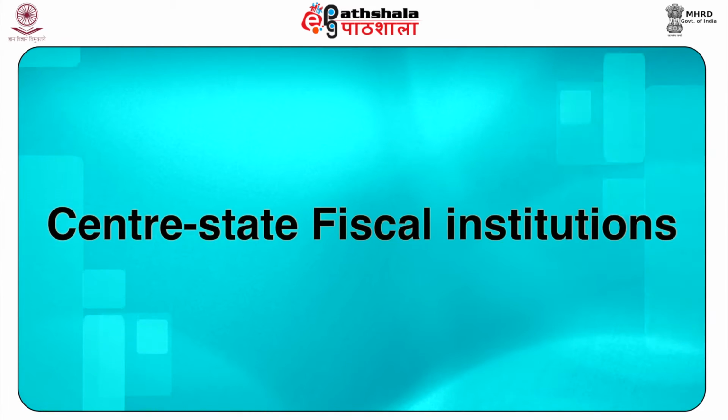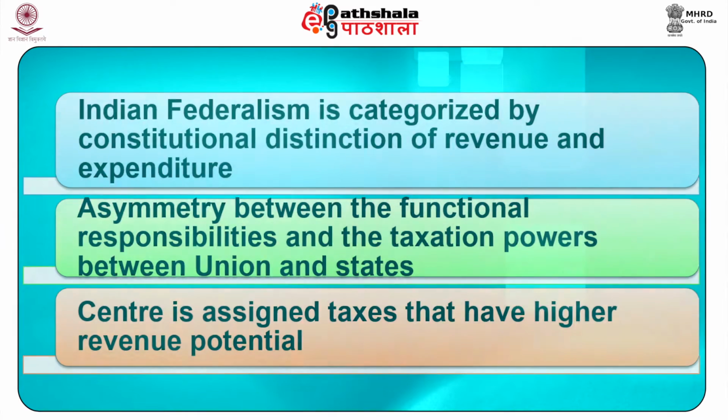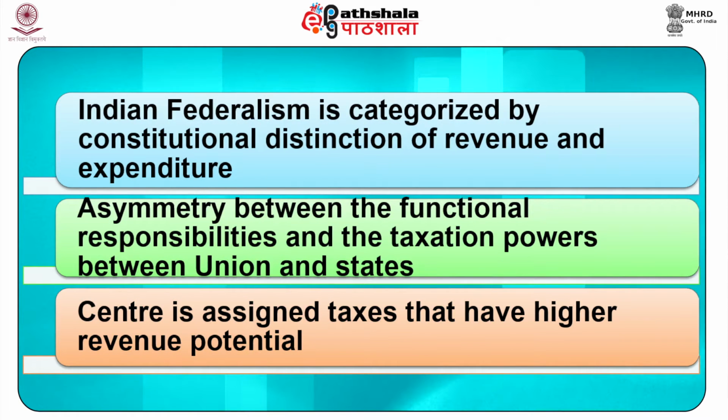Third, center-state fiscal institutions. Indian federalism is characterized by constitutional distinction of revenue and expenditure powers among the 3 levels of government. However, there is asymmetry between the functional responsibilities and the taxation powers between the union and the states. The center is assigned taxes that have higher revenue potentials, whereas the states are assigned more functional responsibilities.